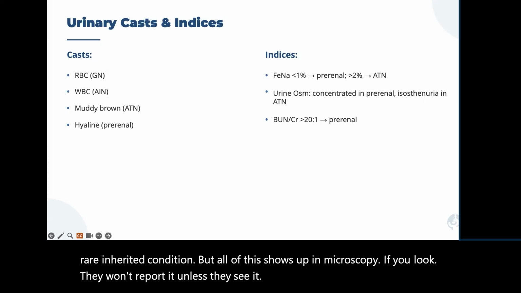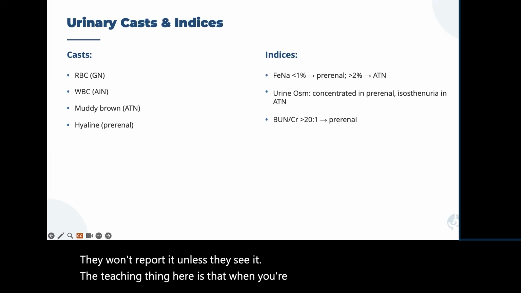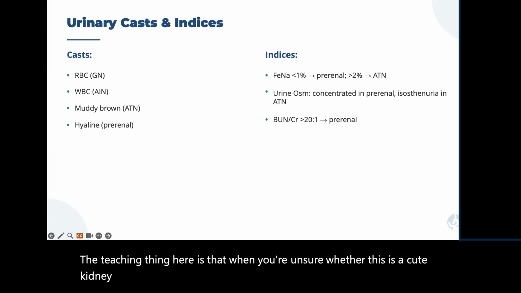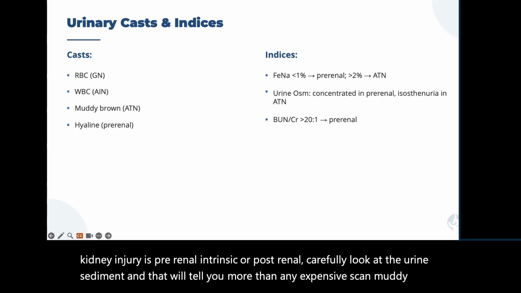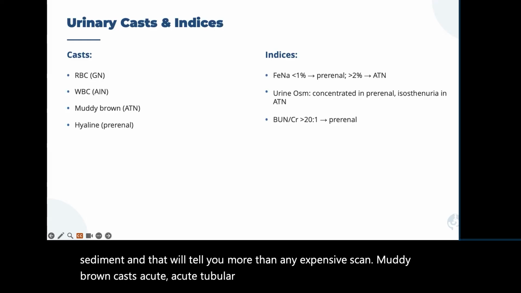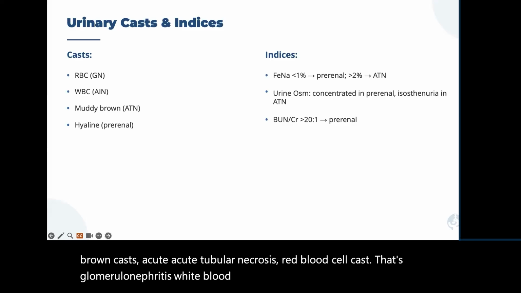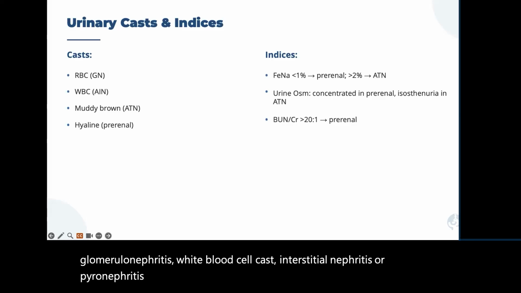The teaching thing here is that when you're unsure whether this is acute kidney injury, prerenal, intrinsic, or postrenal, carefully look at the urine sediment, and that will tell you more than any expensive scan. Muddy brown casts, acute tubular necrosis. Red blood cell cast, that's glomerulonephritis. White blood cell cast, interstitial nephritis or pyelonephritis. So that's like the stethoscope of nephrology. Okay.